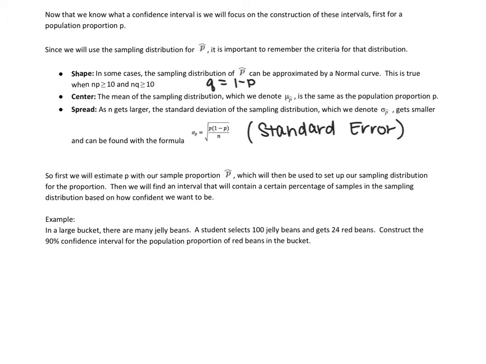So first, we're going to estimate our parameter with our sample proportion, which we will then use to set up our sampling distribution, and then we'll find the interval that will contain a certain percentage of samples in the sampling distribution based on how confident we want to be.